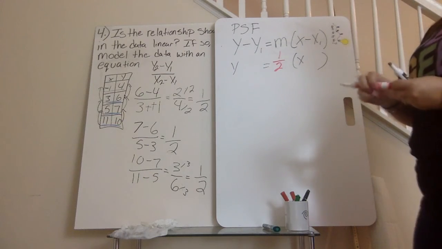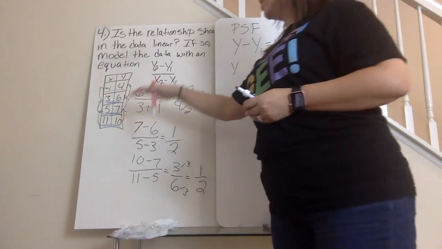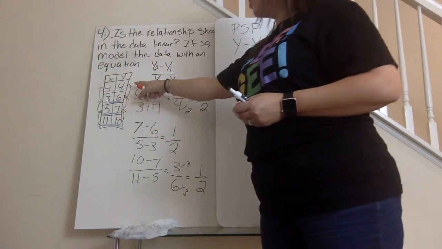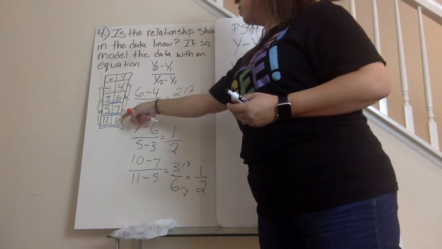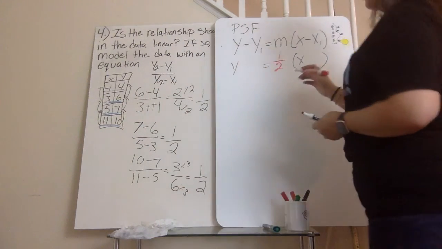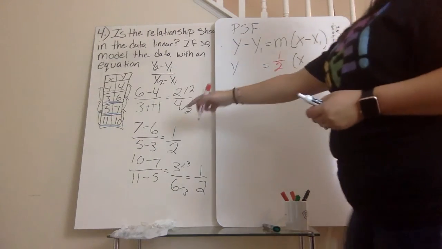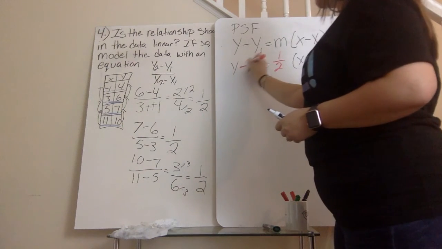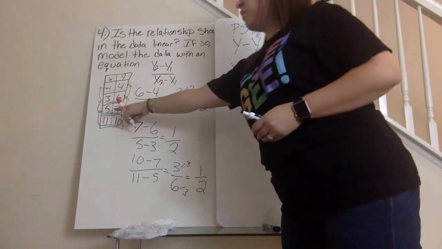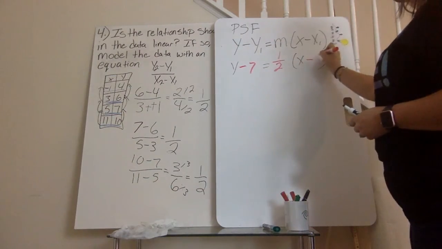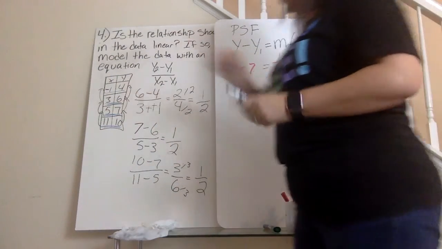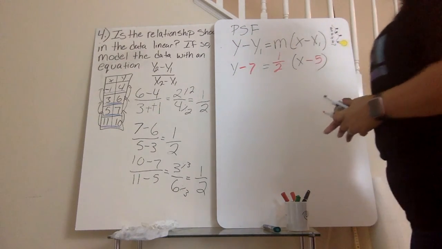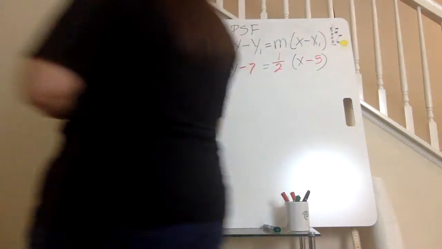And I can pick any one of these points. So if you guys are doing that, I can have 4 potential answers. So, eeny, meeny, miny, mo, let's do 5, 7. My y, I'm going to do the opposite of what I see. Since I have a +7, I'm going to have a -7 here. And since I have a +5, I'm going to have a -5. So again, we go back to the beginning.